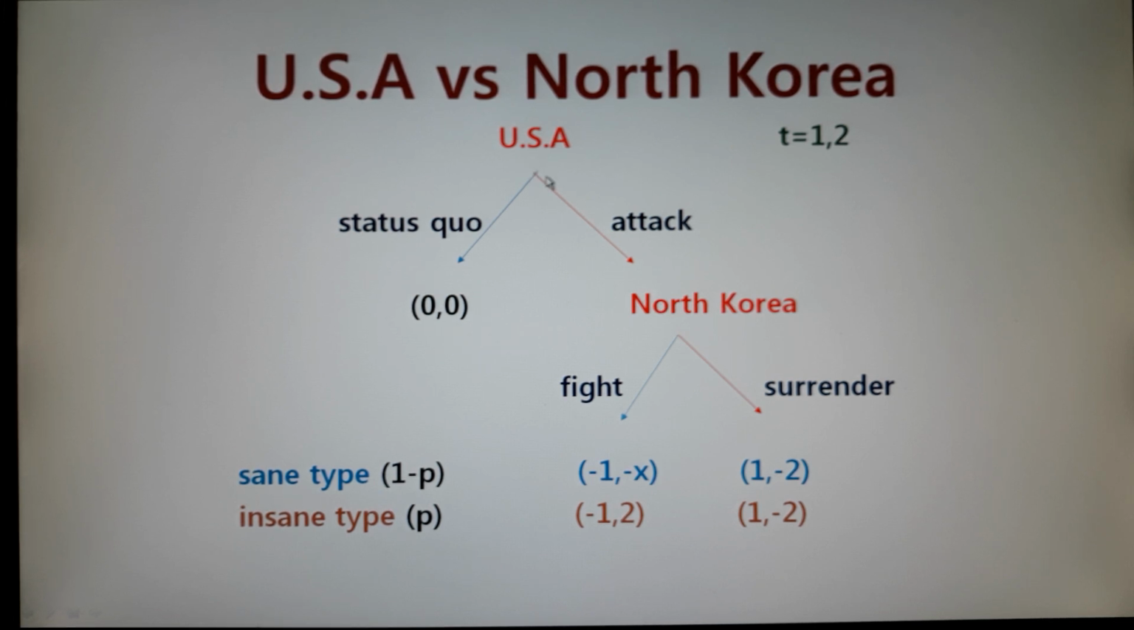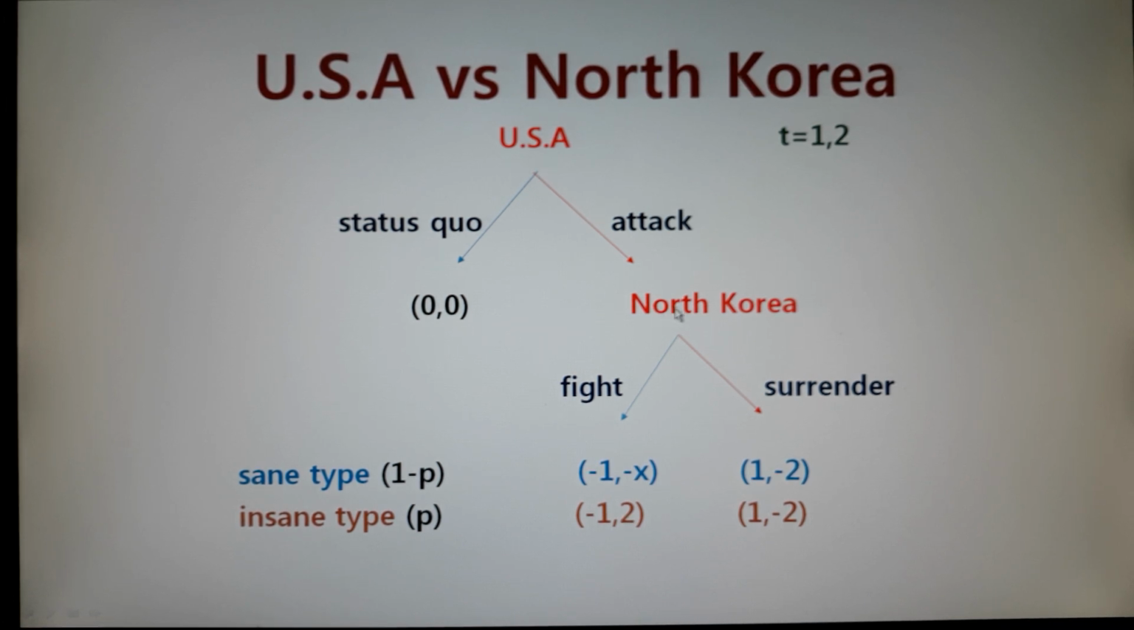If the US attacks or pressures, North Korea can fight, resist, or just surrender. If North Korea surrenders, North Korea gets -2 and the US gets 1. US wins. The US would be happiest if it pressure attacks North Korea and North Korea gives up, surrenders, becomes obedient. Then the US changes from 0 to 1, and North Korea changes from 0 to -2. Why there are two lines, I'm going to explain.